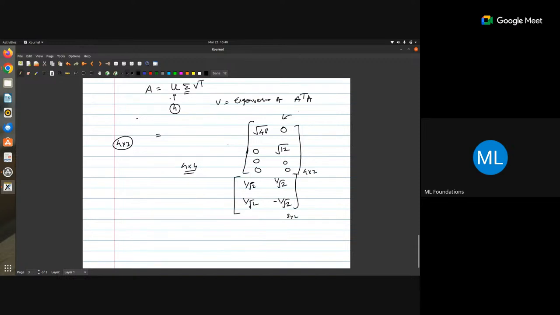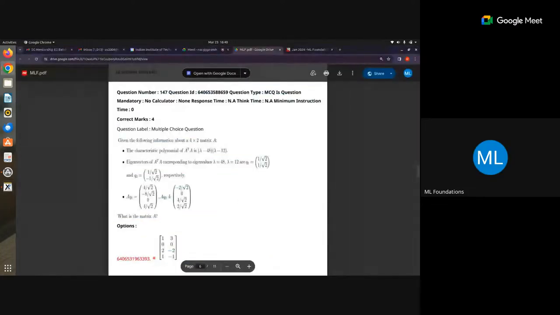This is Sigma. This is V transpose. What about U now? U is 4x4, right? But we have the... What is this? It's AQ1. AQ1, yes, sir. The value and A multiplication. Multiplication of AQ1 and AQ2. Yes. Okay.